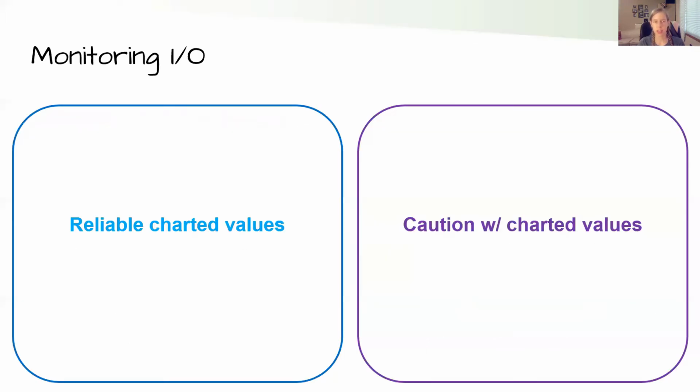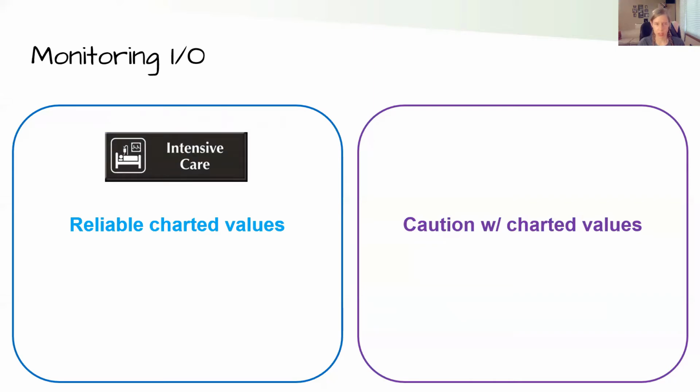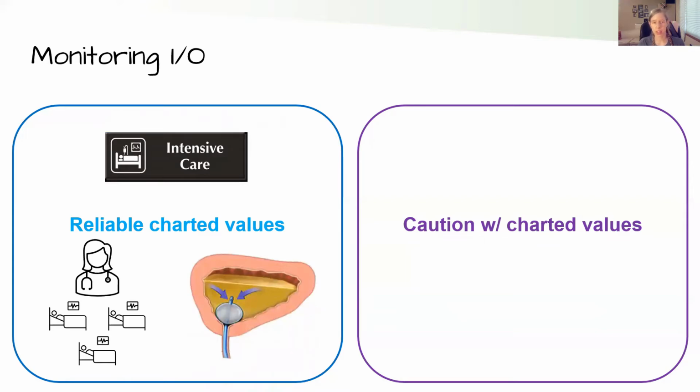The strategy of how to gauge the success of your diuretic regimen can vary. One way is to monitor the I's and O's very carefully. You have to be careful here because the charted values are not always reliable. Situations when you probably can rely on those charted values would be if the patient's in the ICU, if there's a low nursing ratio, or if they have a Foley catheter or other way to reliably measure their urine output. In these situations, you can pretty much trust those charted values are reflective of what the patient is actually getting in and out, and is a good reflection of the success of your diuretic.